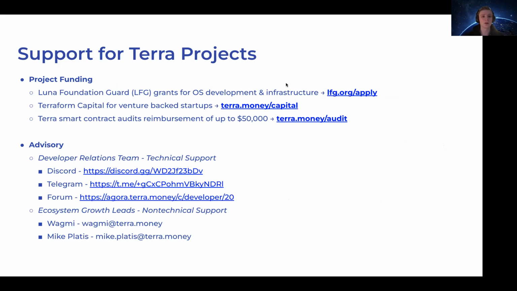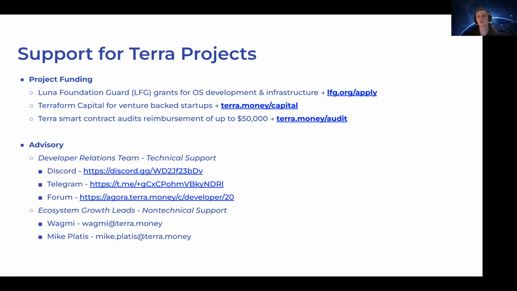That being said, we have a lot of support for Terra projects, and we have a few different avenues that you can pursue if you want to start building on Terra. One of them is the Luna Foundation Guard, or LFG. These give out grants for open source development and infrastructure. So if you want to build a tool, for example, if you want to build a tool that tracks taxes, or you want to build a tool that helps out developers, you can apply for a grant, and this grant can cover infrastructure costs. It can cover development costs, and you can apply through LFG for that.